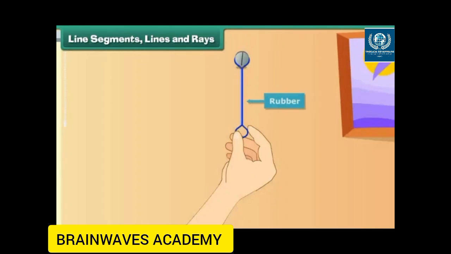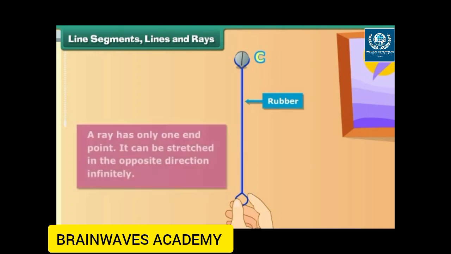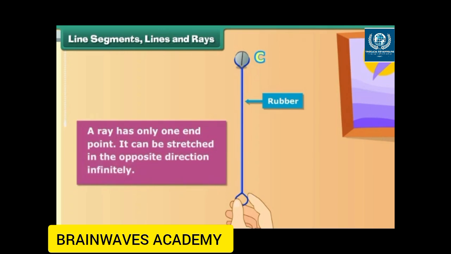Look at this thin strip of rubber. Let us nail it to the wall and name the point C. The other end of the rubber is free. Let us stretch it. First a little, then a little more, and then some more. What we get is a ray. A ray has only one end point. It can be stretched in the opposite direction infinitely.